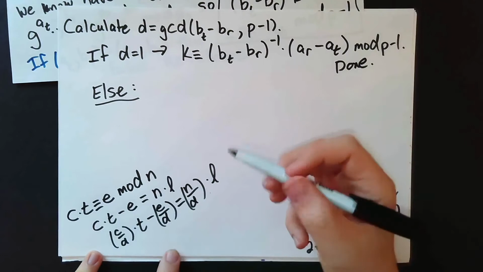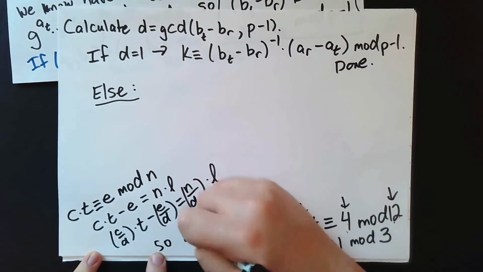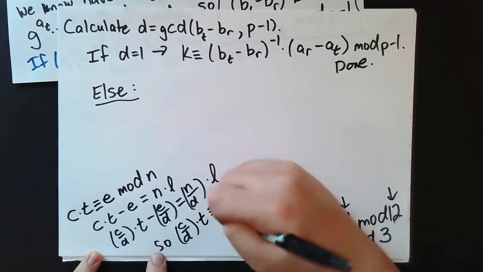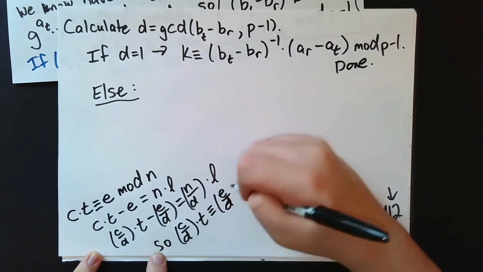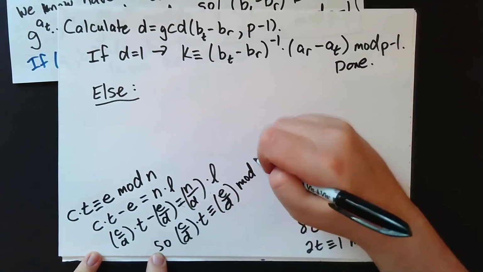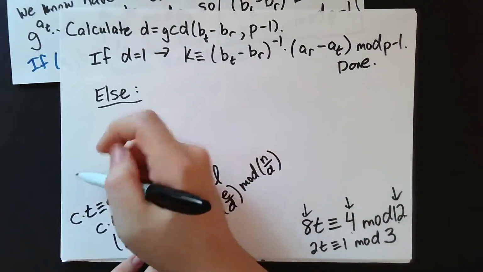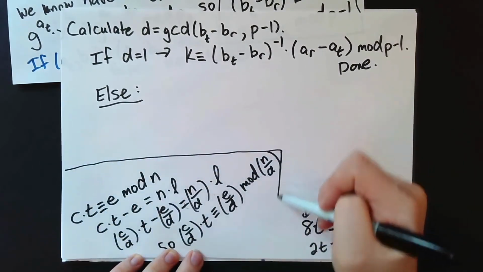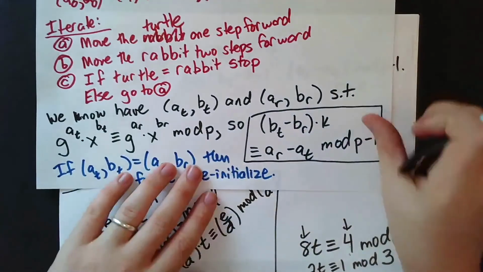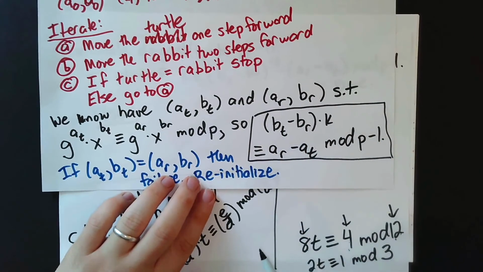But now what does this say? This exactly now says that c over d times t is congruent to e over d mod, and so the only difference is now it's mod n over d. So this is just a small side note to handle the fact that sometimes I won't be able to just take the inverse of bt minus br mod p minus 1.